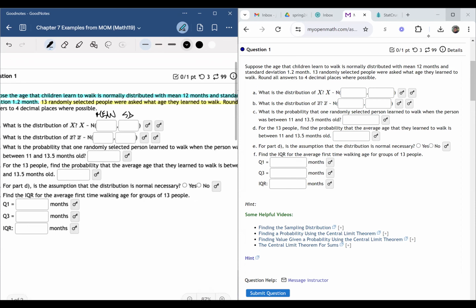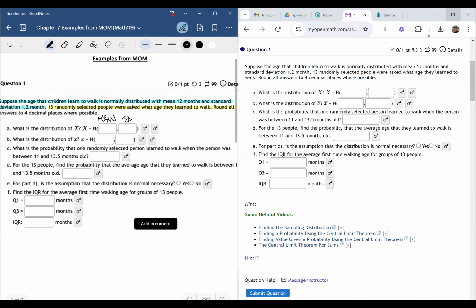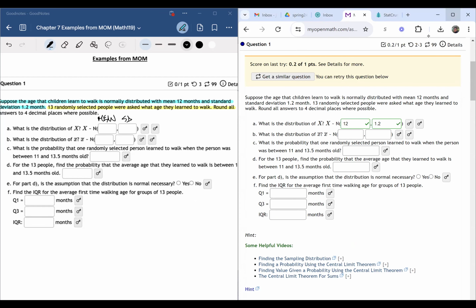So when I look at the question, I see that the mean is 12 months and the standard deviation is 1.2 months. So on the My Open Math screen over here, I'm going to go ahead and type in 12 for the mean and 1.2 for the standard deviation, okay? Now, that is exactly what we're getting when we do that, okay? So we submit the question, we get 12 and 1.2. And that 12 again is the mean and the 1.2 is the standard deviation, okay?